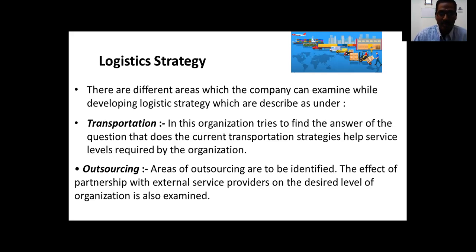The effect of partnership with the external service providers on the desired level of the organization is also examined. So when we are planning to go for outsourcing, we need to see the professionalism of the organization, and then we have a collaboration or partnership with these people, so that it's not only cost effective, it is also very professional in the sense they deliver in an intact manner, so that our product inside is not damaged, and they deliver at the right time. That's very important when you are planning whether we are going to do our own transportation or outsource.